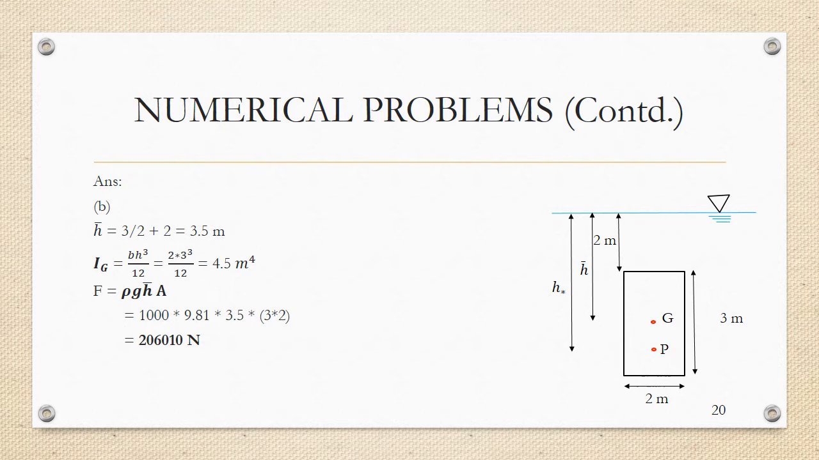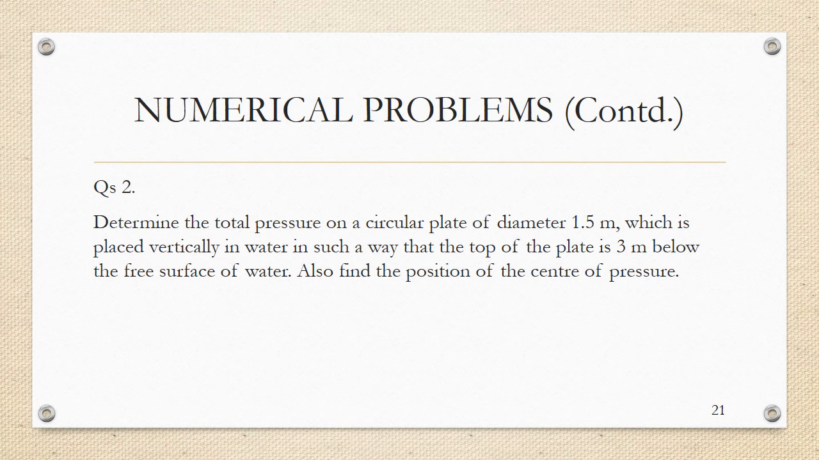Now H star is also equally simple. H star is Ig by H bar plus H bar. So when I substitute all the known values, I will get the value of H star in this particular case to be equal to 3.714 meter.